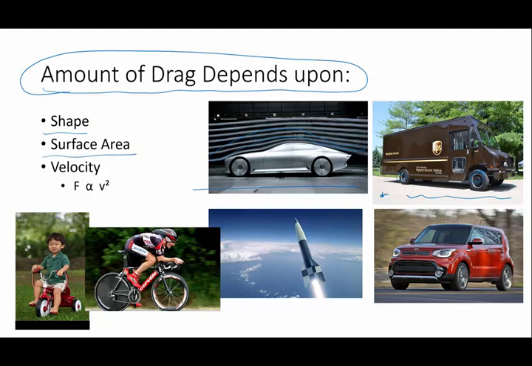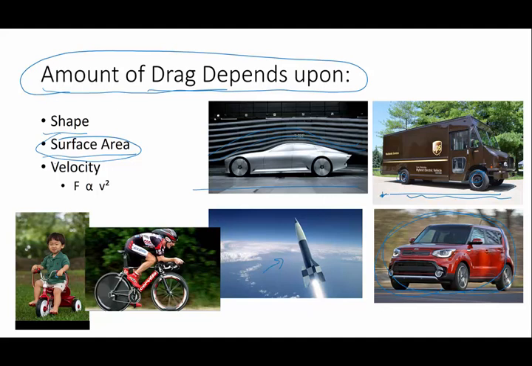Surface area has a lot to do with amount of drag. If I have a little boxy shaped car like this cute little Kia, this little Kia has a lot less drag on it than the UPS truck. They're both kind of square, but this is a much smaller vehicle. It has a smaller surface area, and that's going to cut down on the drag. If you want something to have very low drag, you make it very aerodynamic, like a rocket or a bullet that is flying through the sky.